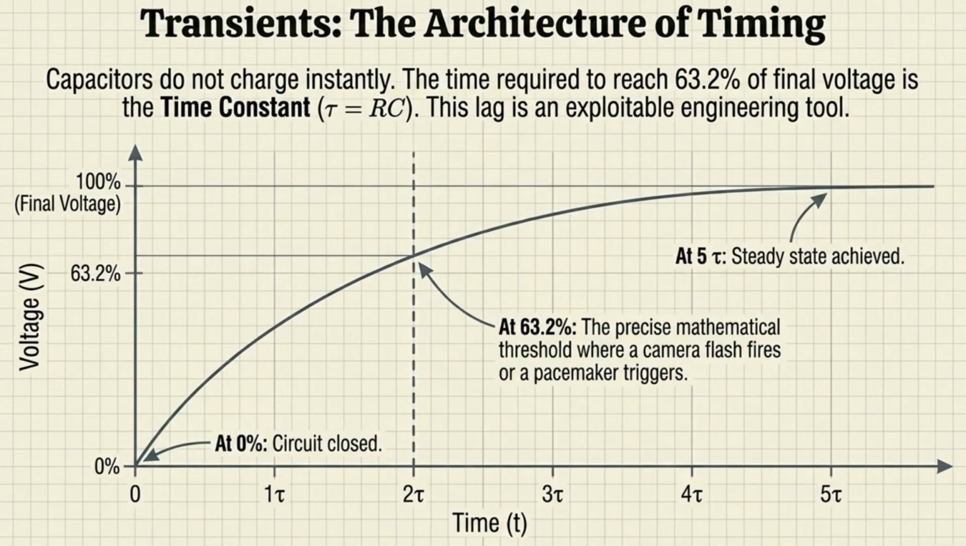Transients are the architecture of timing. The time constant, tau equals RC, is the time required to reach 63.2% of the final voltage. This lag is an exploitable engineering tool for precise timing in devices like camera flashes and pacemakers.